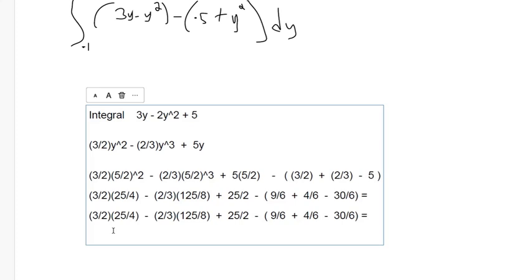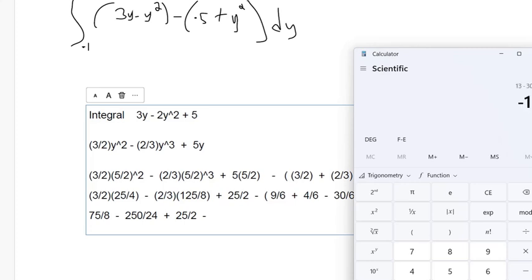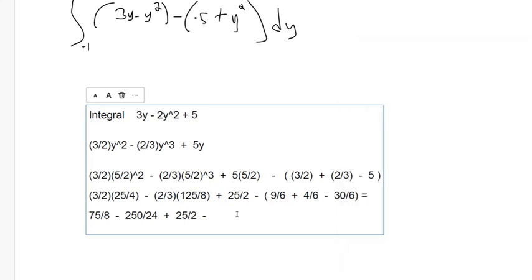Okay, and then we multiply those fractions. That's here. We don't need to do that actually. So 25 times 3 is 75 over 8. That's 250 over 24. 25 over 2. Subtracting 9 and 6. Oh wait, we're combining like terms here. So that's 13 over 6 minus 30. So 13 minus 30. That's negative 17 over 6.